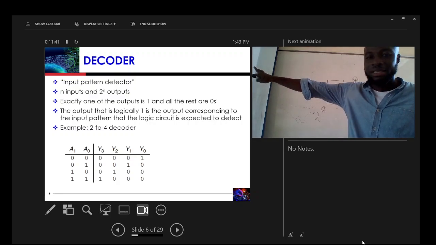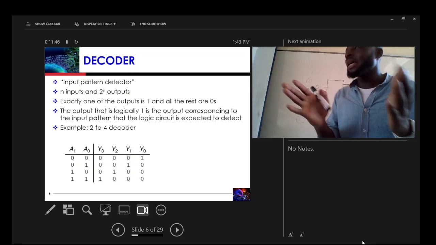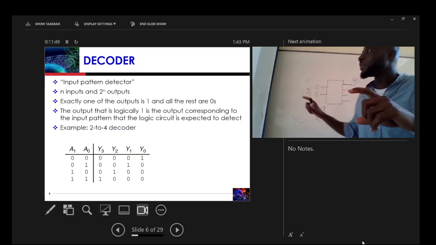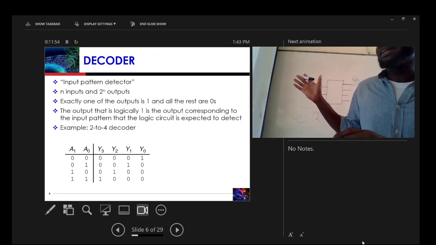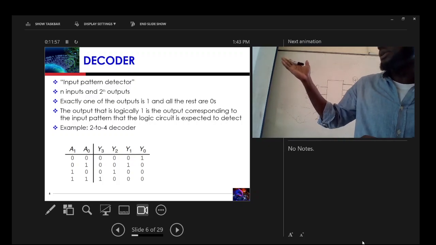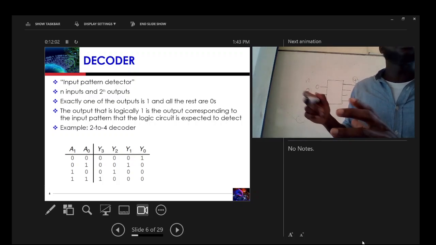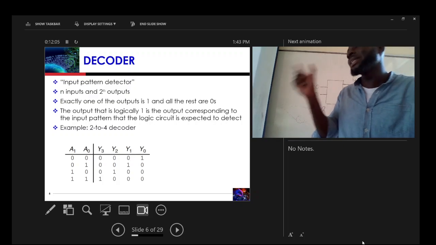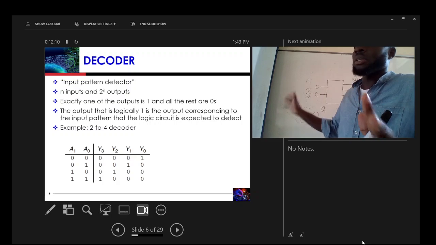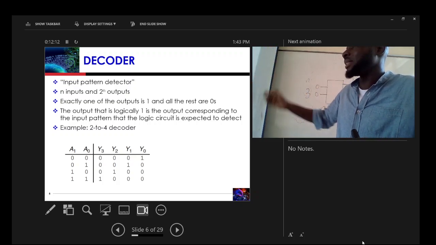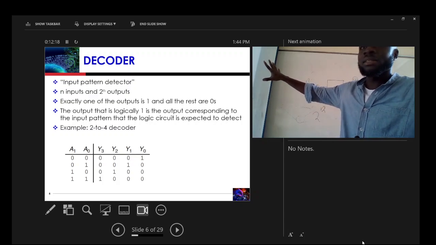Okay, so now let's study this truth table here. The inputs are A1 and A0. And then my outputs are Y3, Y2, Y1, Y0. If we study it carefully, if the input is 00, what happens to the outputs? Y0 is 1, the rest are 0. So it has been able to detect only one. Based on the input, only one of the outputs is activated or is on. If the input is 11, you see that only Y3 is on. The rest are zeros. So this is how the decoder works.